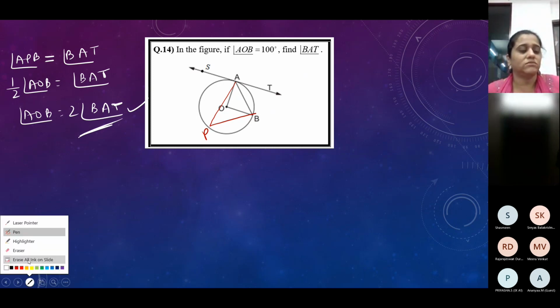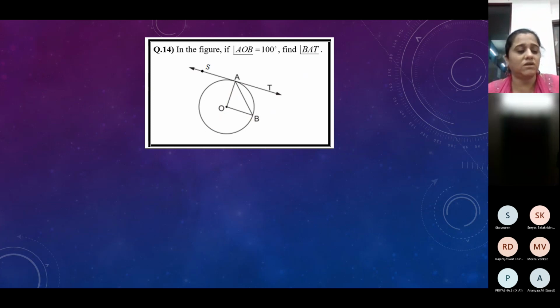But still better would be this, like what I told you. Taking a point anywhere, like this, you can take P and join the ends of the chord like this. And then say this is 100. So this is 50 by the theorem. And now this is also 50 by the alternate segment theorem.